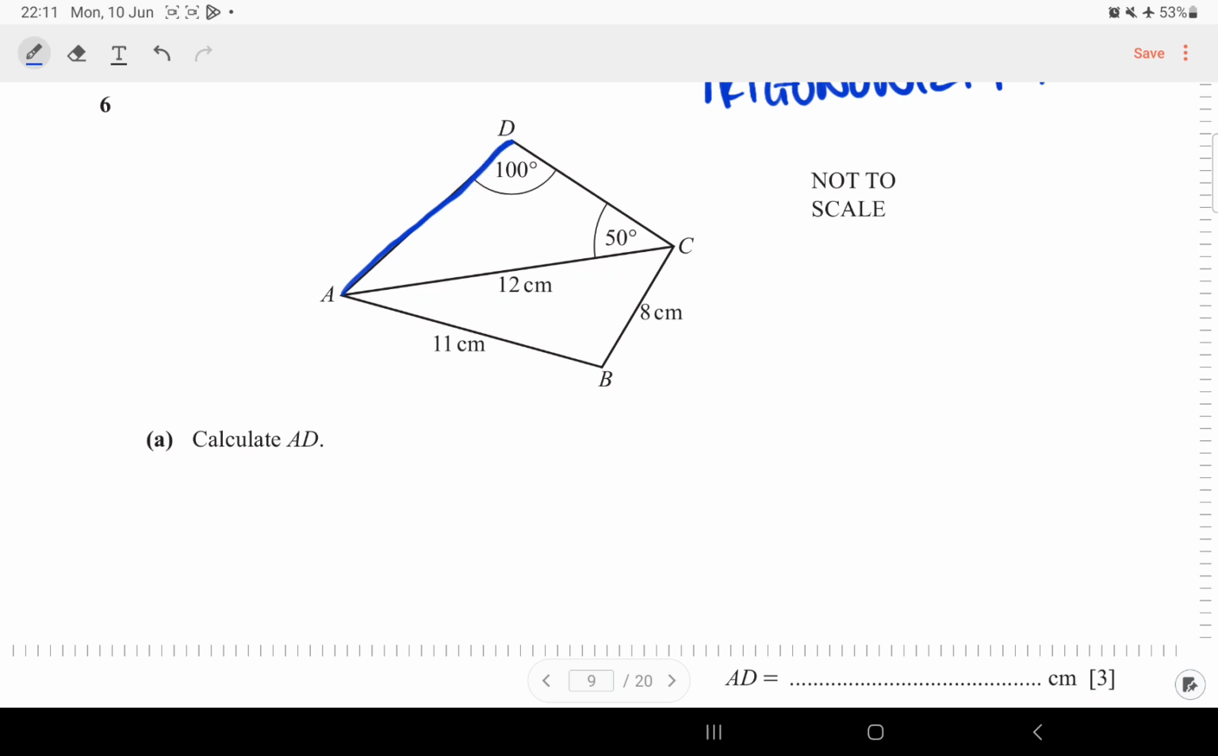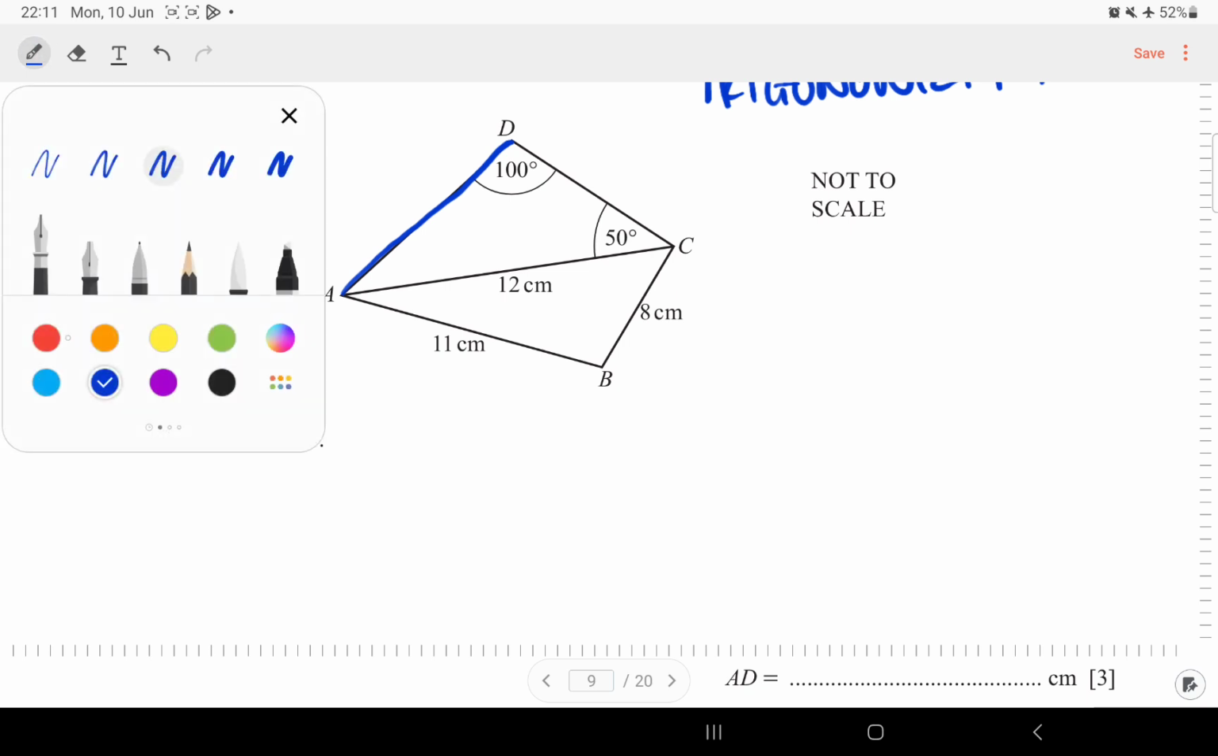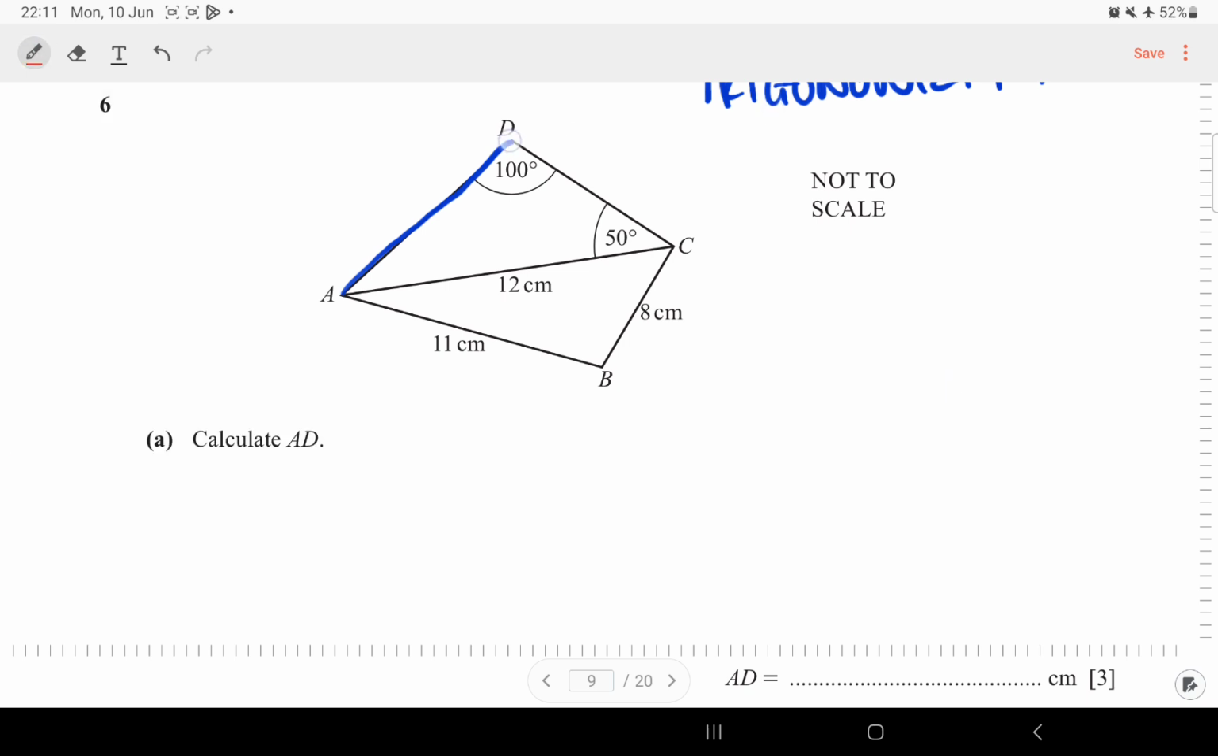Now, these are two non-right angle triangles, so I'm either going to use the sine rule or the cosine rule. Now, to get AD, which triangle is AD in? I'm going to show the other sides of the triangle in red. So there we go. This is the triangle that AD is in, the one in red and blue.